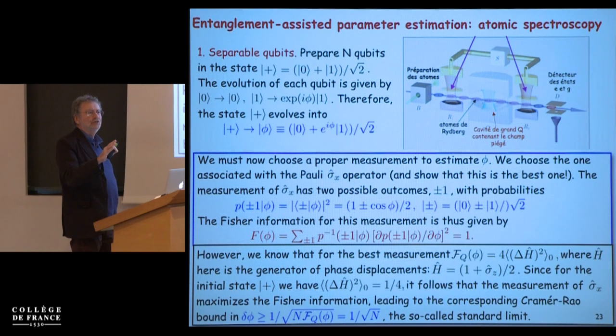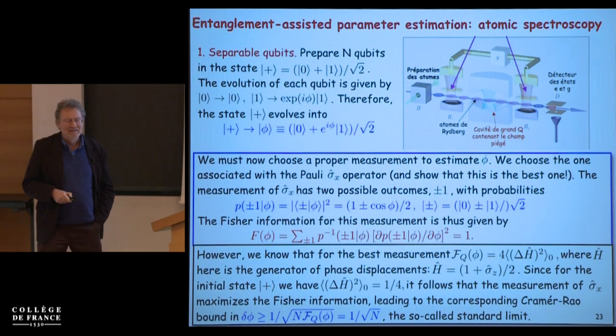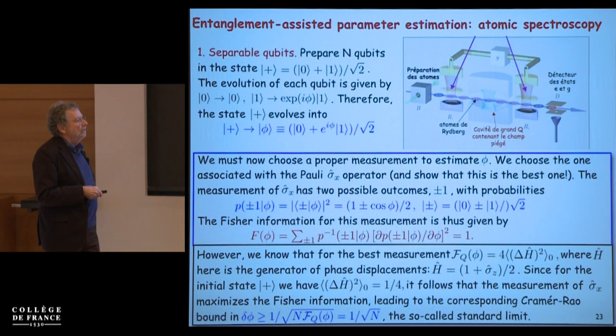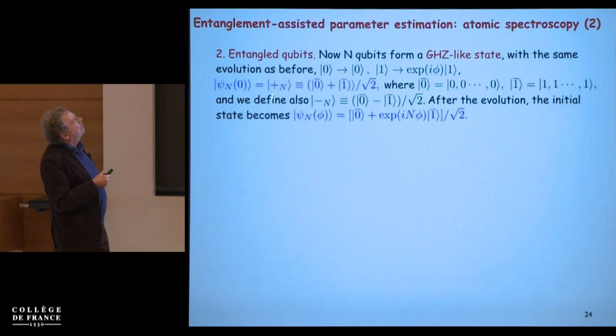So the experimental intuition many times is as good as the quantum Fisher information. Okay. Now let's see what entanglement can do for us. We now prepare these n qubits in a GHZ-like state. Again, we consider the same evolution as before.